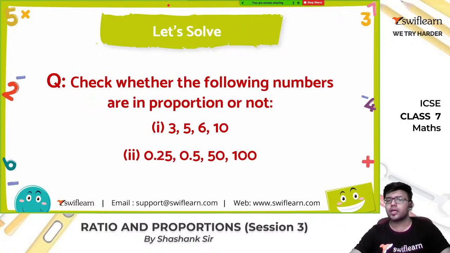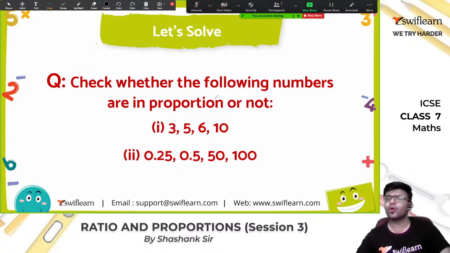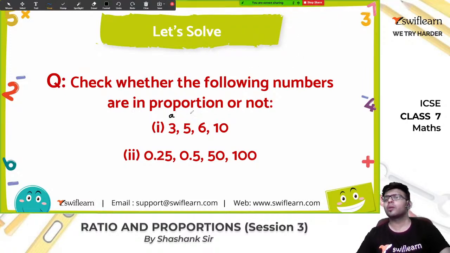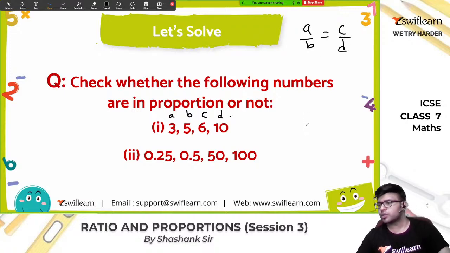68. Okay. Check whether the following numbers are in proportion or not. So there are 4 numbers A, B, C, D. If A by B is equal to C by D, then they are in proportion. So Harsh, solve this first one and tell me whether they are in proportion or not. So you can comment they are in proportion, they are not in proportion.